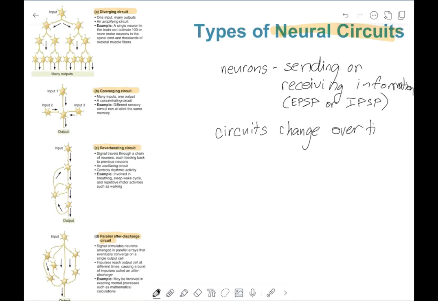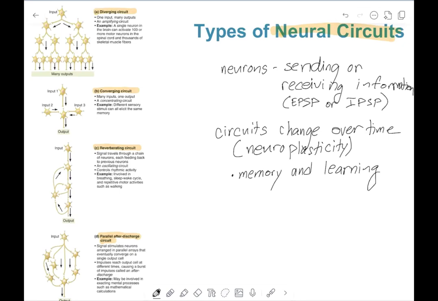And when they change over time, this is a beautiful part of the nervous system called neuroplasticity. So if we think about what plastic means, it can be molded to fit different shapes. That's the same thing with a neural circuit. And it's kind of the basis for memory and learning. So when you are working on your memory in this class, learning new things, you are essentially affecting the neural circuitry.